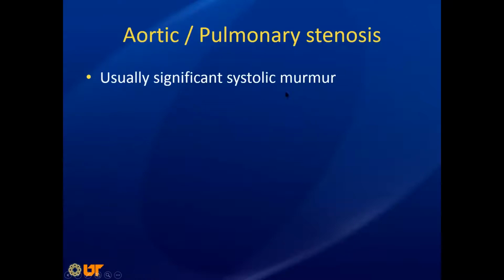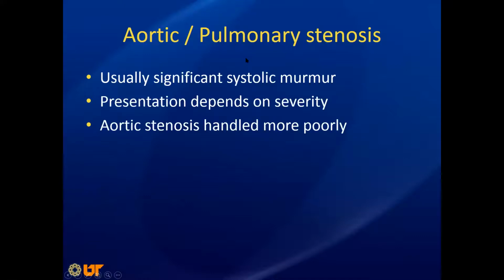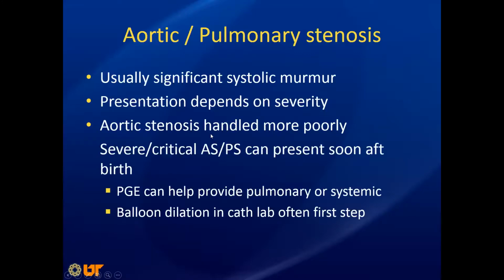So there's usually a pretty significant systolic murmur if this is going to be a significant outflow obstruction as well. Presentation also depends on severity. So if it's mild AS or PS, they may present much later in life. Aortic stenosis is handled more poorly. Basically anything on the left side of the heart is going to be handled much more poorly than something on the right side of the heart. And then severe or critical aortic or pulmonary stenosis can present soon after birth.